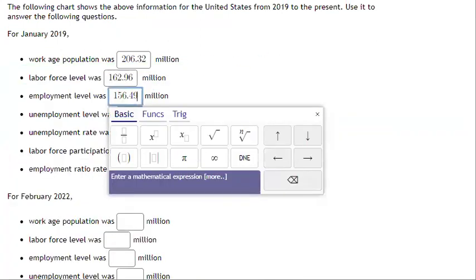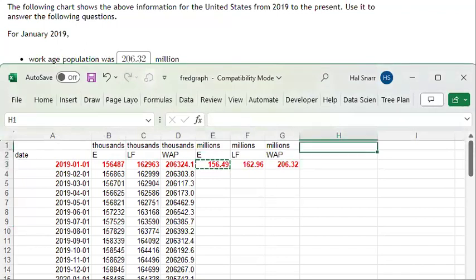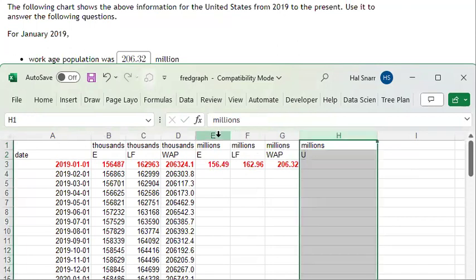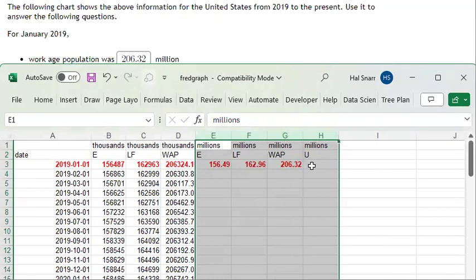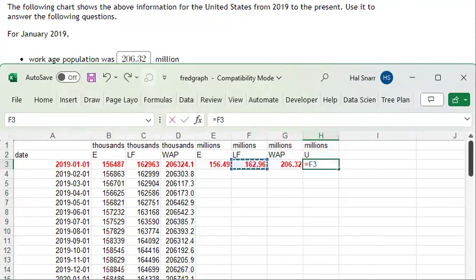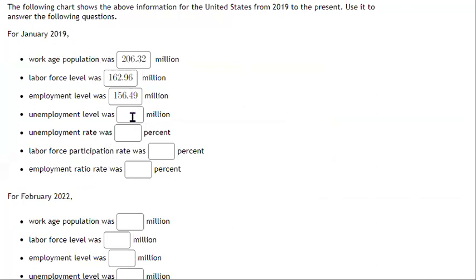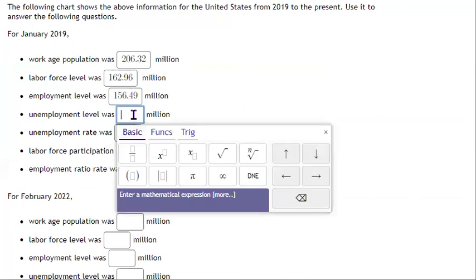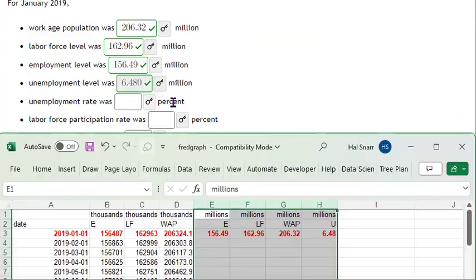Now I got to calculate the unemployment level, right? The unemployment level in millions, let me shrink this up here, is the difference between the labor force and the employment level. Remember that? So in January of 2019, the unemployment level was 6.48 million people without a job. In order to be counted in the unemployment level, not only do you have to not have a job, but you have to be looking for a job, right? So the unemployment level is 6.48 million.